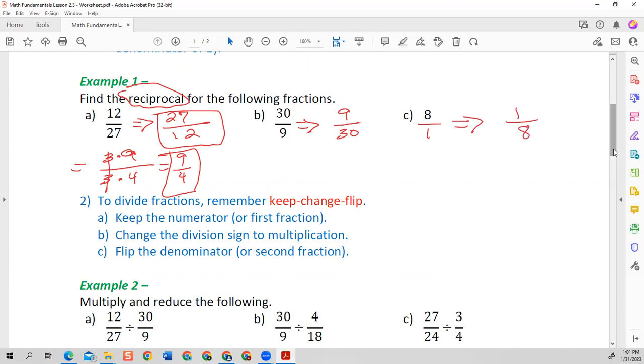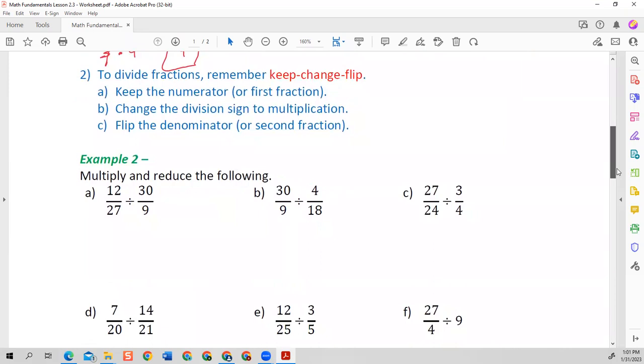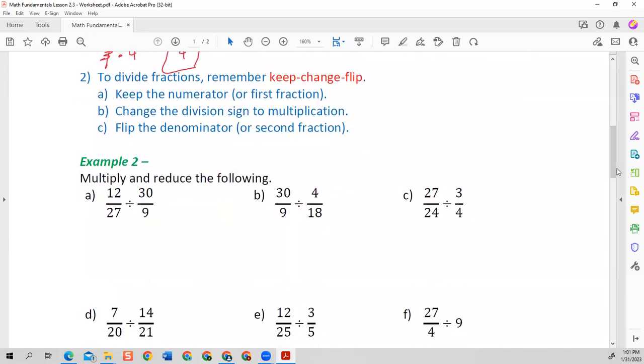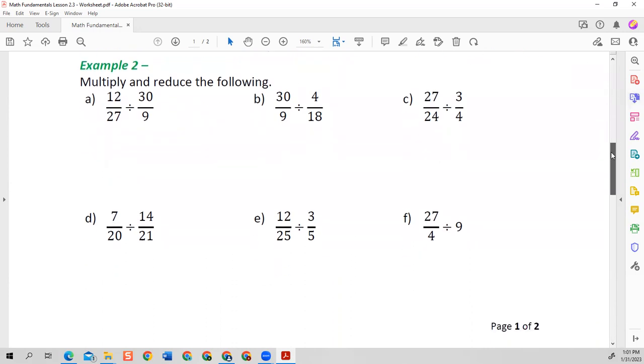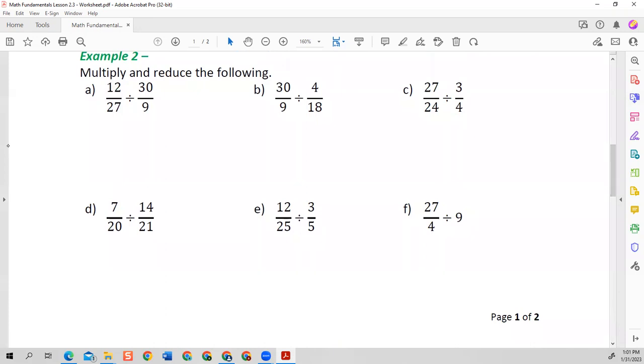All right, so now let's apply the rules for dividing with a fraction. So the rule is we're going to keep our first term, we're going to change our operation, and we're going to flip our second. Flip meaning reciprocal, okay? So let's start with A. First I'm going to keep my first term, which is 12/27. I'm going to change division to multiplication, and I'm going to flip the second. And then I'm going to reduce if I can.